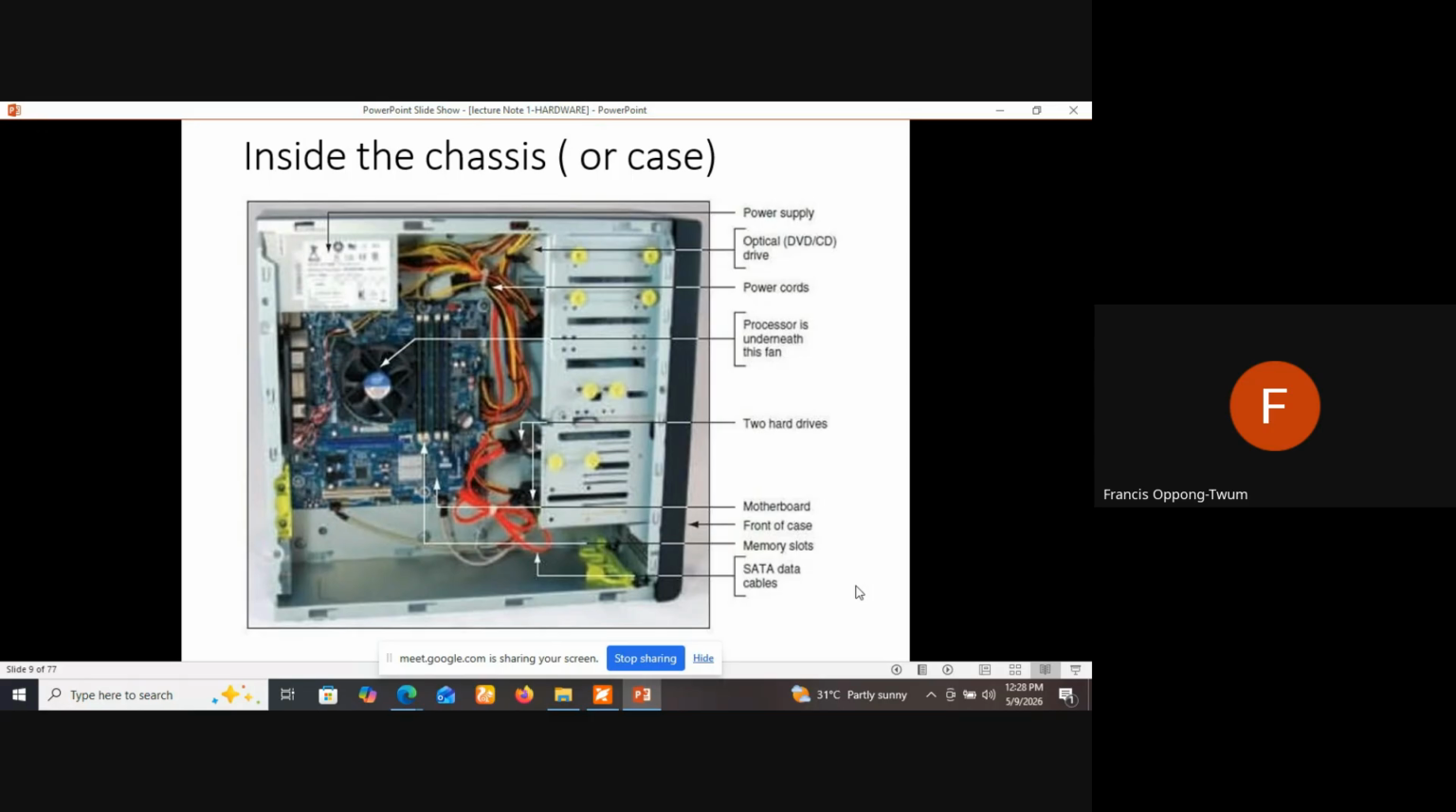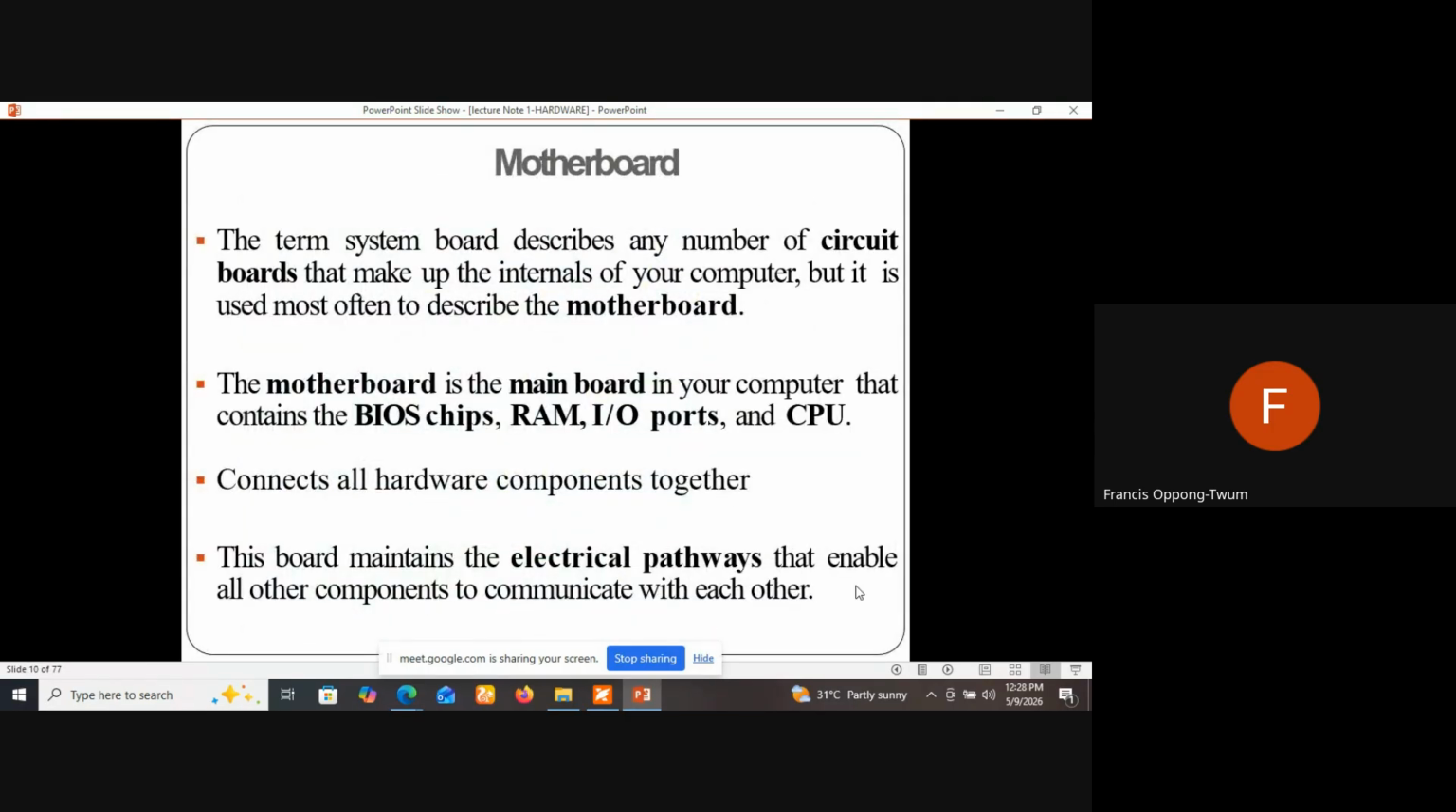So at this level, what we are going to do is take these components one after the other. I think some students cannot even see clearly. So we are going to take them one after the other and identify them. That is what we are going to do for today. So I want to start from the motherboard.